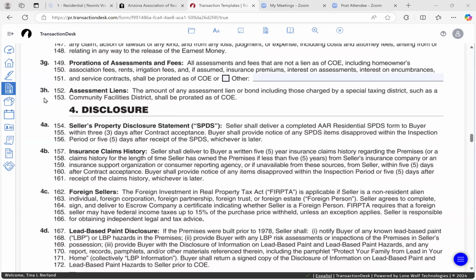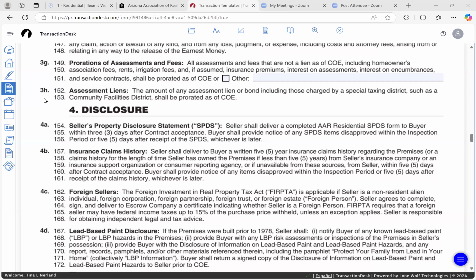The seller shall deliver a completed AAR residential SPDS form to buyer within 3 days after contract acceptance. So that's one of your timelines that you need to know. So 3 days after contract acceptance. The buyer shall provide notice of any SPDS items disapproved within the inspection period or 5 days after receipt of the SPDS, whichever is later.